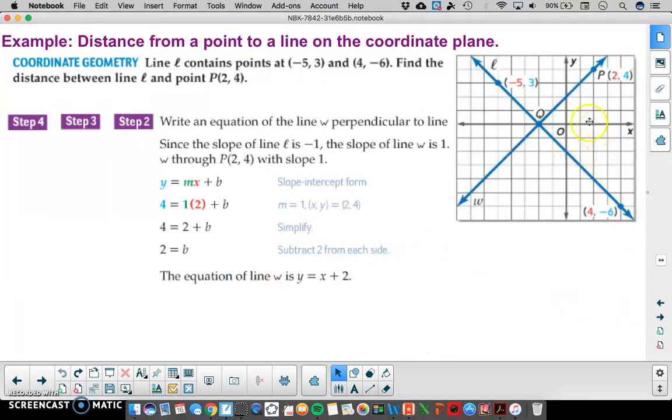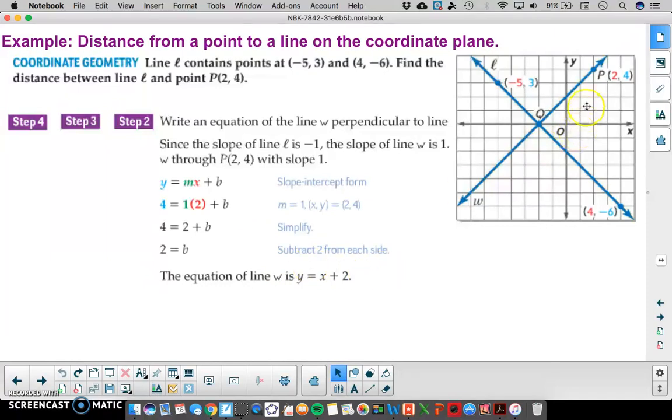Next, I want to find the equation of the line that's perpendicular to line L and passes through point P. I know it needs to be perpendicular, so I use the negative reciprocal slope. The slope of line L was -1, so the new slope is going to be +1. And I need that line to pass through point P. So I find the equation of the next line, which will be y equals x plus 2.